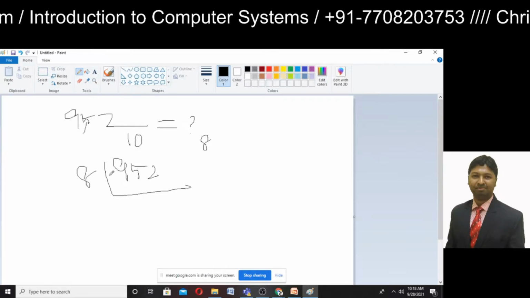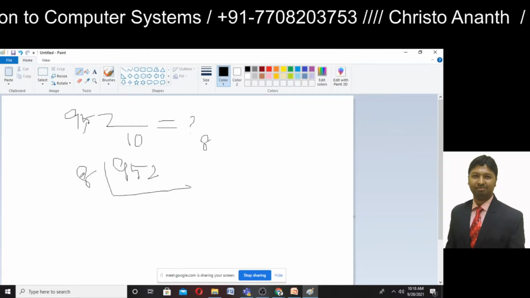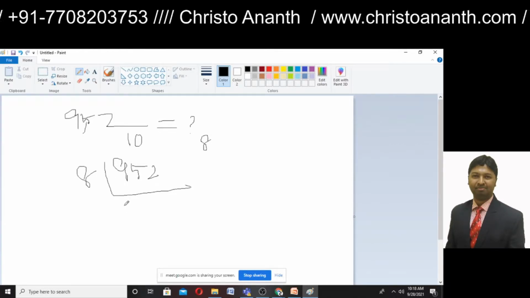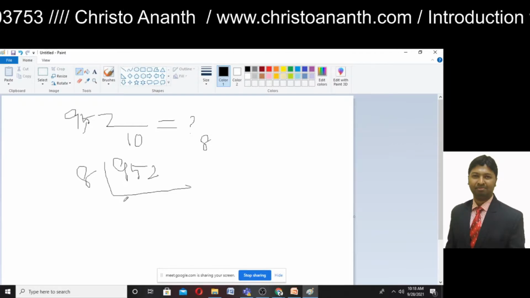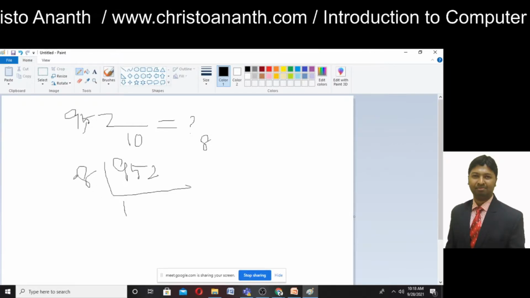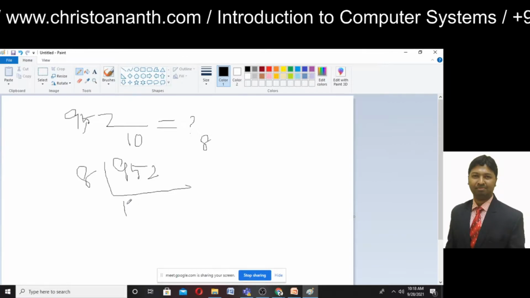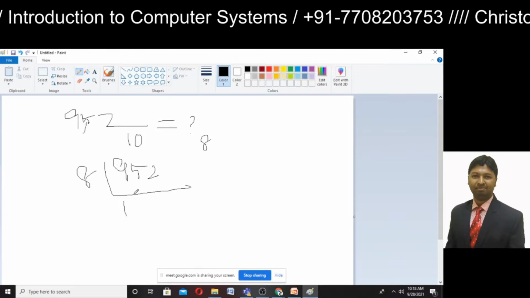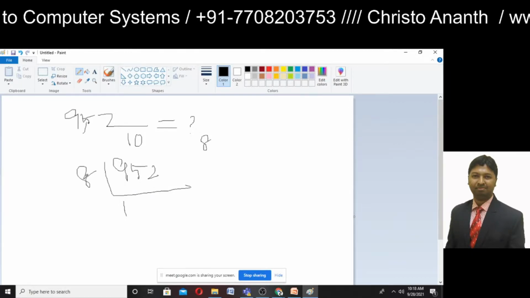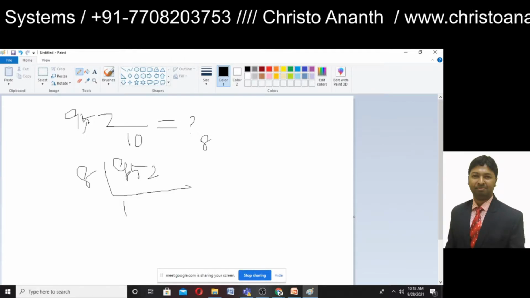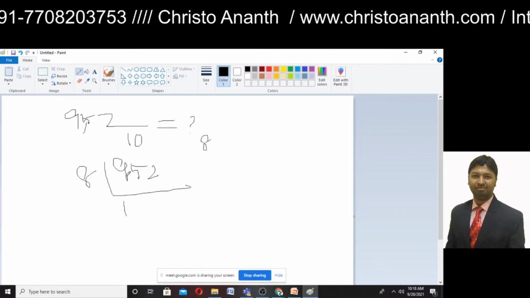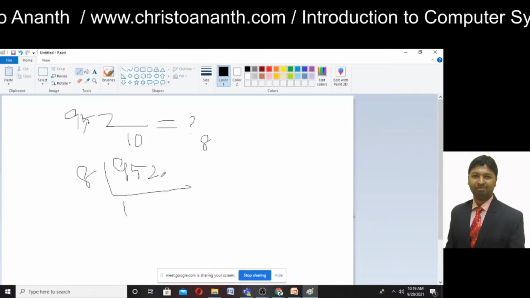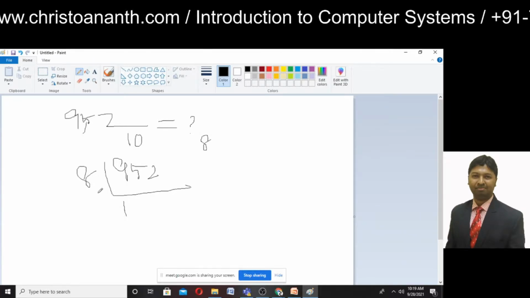See, 8. You go digit by digit. 8 into what gives 9? In 52 we have 8. 8 ones are 8. 8 into 1 gives 8. What is the remainder? Students, listen. I request all the students to please be quiet and listen carefully. Don't use the calculator. You have to do it manually.